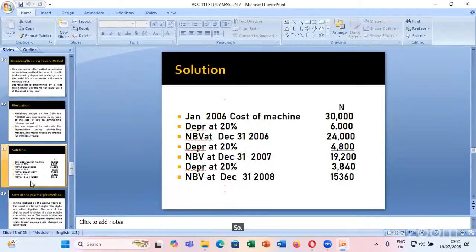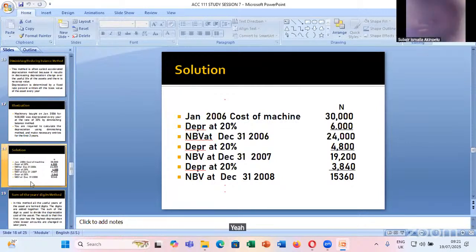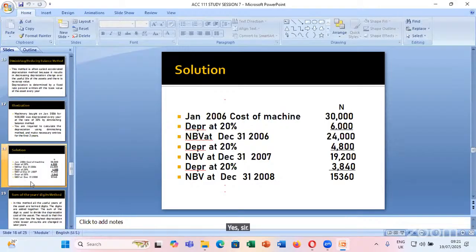So as at December 2008, the value of that asset remains 15,360. Do you understand what I have done here, class? Yes, sir. It's very clear. Fine. This is what we mean by reducing balance. Every year when you charge your depreciation, the value of the asset reduces.